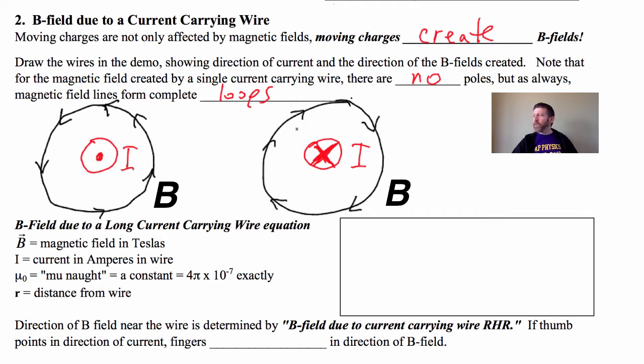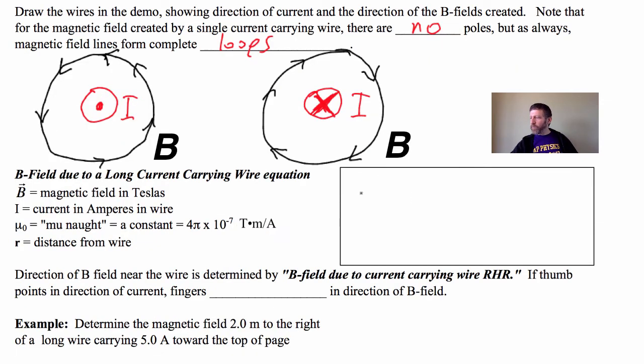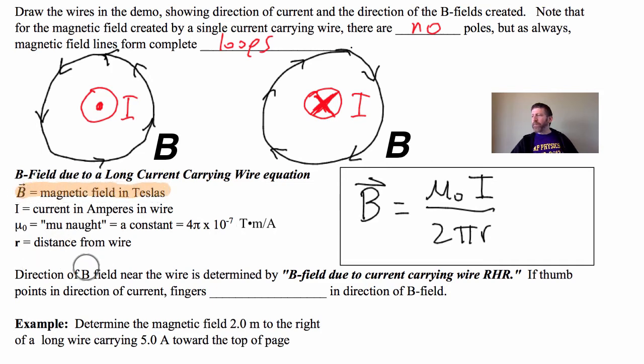So let's go ahead and write down the equation for the magnetic field caused by a long current carrying wire. Now, officially it's only an infinite wire that does this exactly, but you get pretty accurate results if the wire is long. Here is the equation for the magnetic field due to a long current carrying wire. It is mu naught times the current over 2 pi r, where B represents the magnetic field in Teslas, and that is the field caused by the wire.